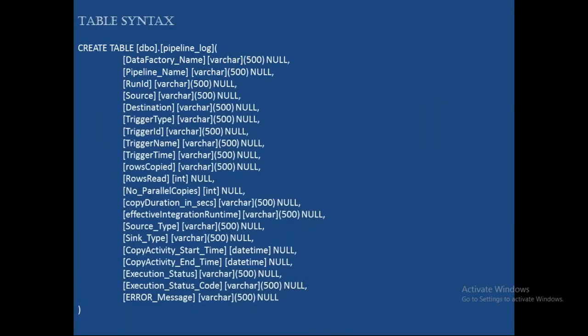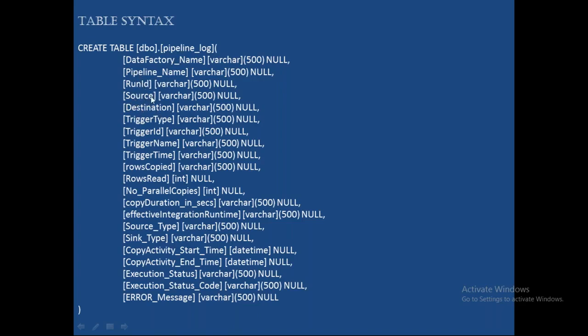Now, this is the table we are going to create for today, because in this table you see all the things I have defined. Create table dbo.pipeline_log_table. In this I am storing data factory name, pipeline name, run ID, source, destination. Data factory name means data factory name, pipeline name means pipeline name, run ID means run ID, right? So a unique ID will be created.